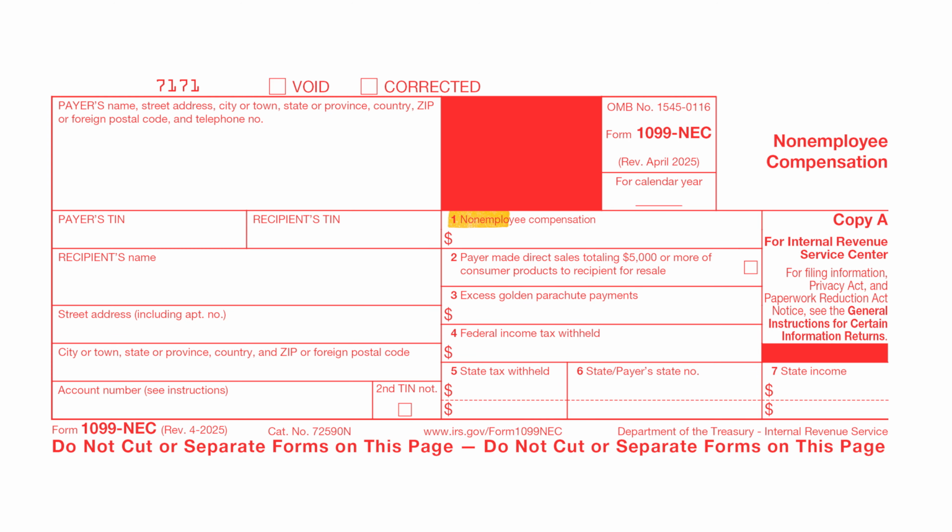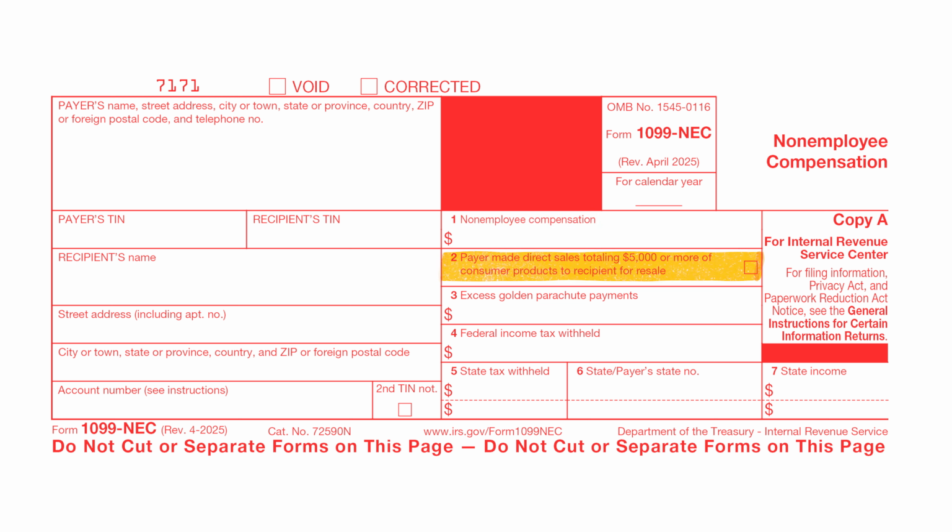Okay, let's get into the nuts and bolts of actually filling out these forms. For Form 1099 NEC, it's pretty straightforward. Box 1 is where you put the total amount you paid the contractor during the year. Let's say you paid your web designer $2,400 throughout the year. That's what goes in Box 1.